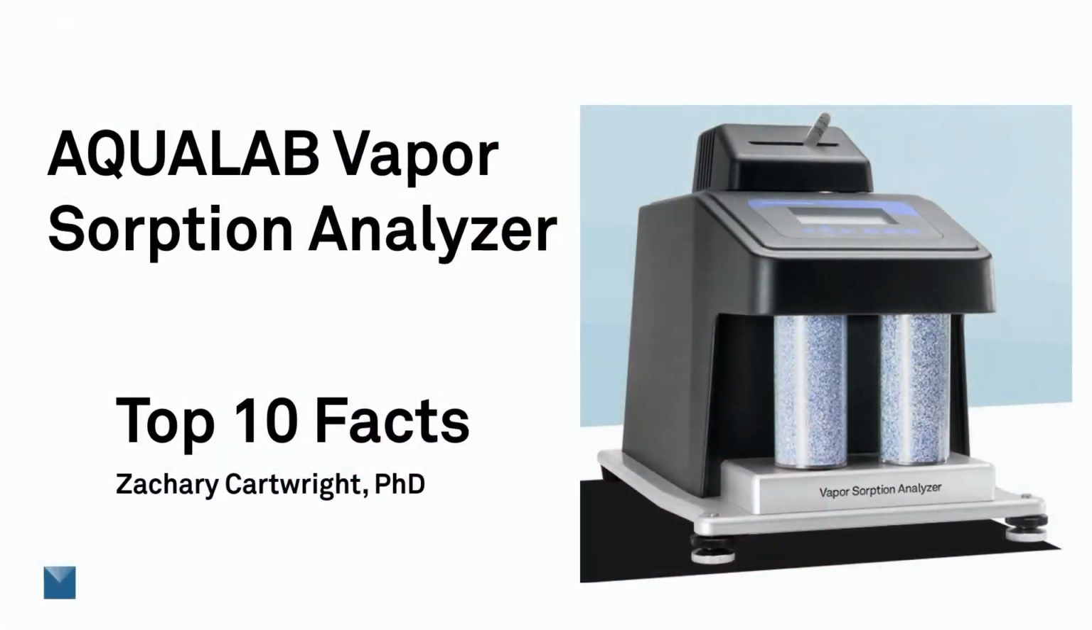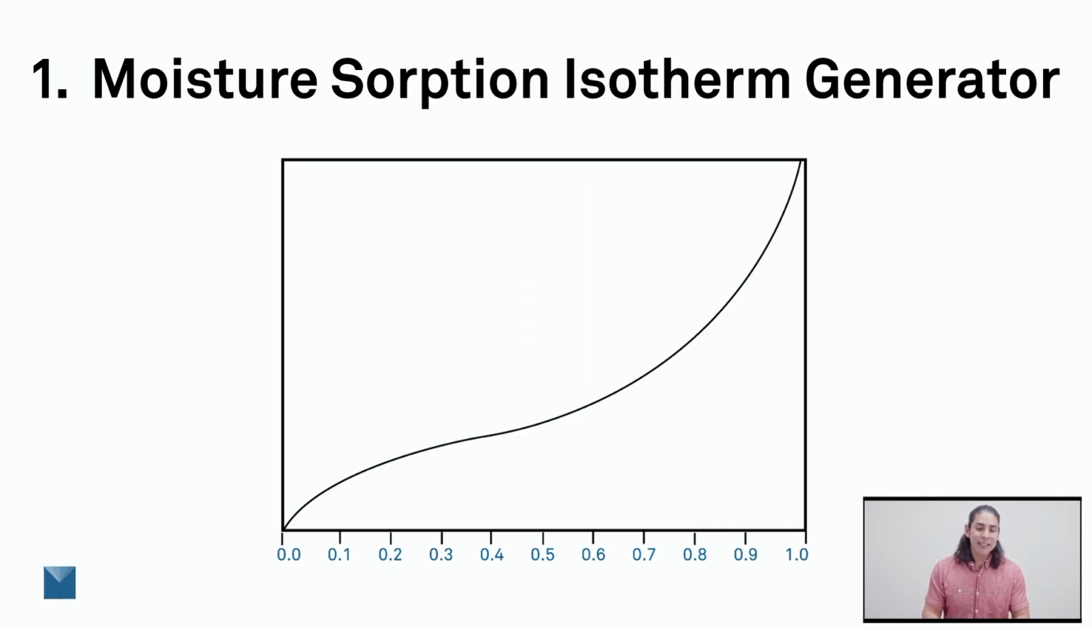Today we'll be discussing the AQUALAB Vapor Sorption Analyzer and just going over the top 10 facts about this instrument. The first fact about the AQUALAB VSA is that this is a moisture sorption isotherm generator.